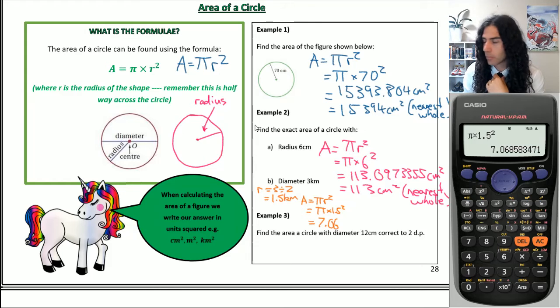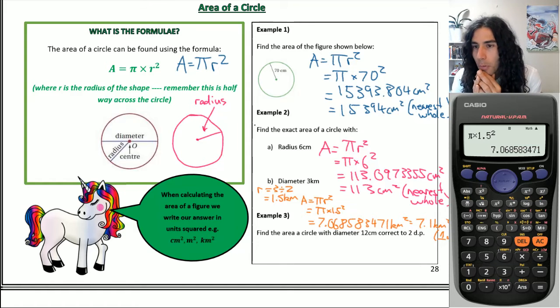0680658. 0685. Oof, switching my head. Making mistakes. 83471. So why don't we say 7.1? Oh, I didn't use units. There's a big circle, by the way. 7.1 kilometers squared to 1 dp.